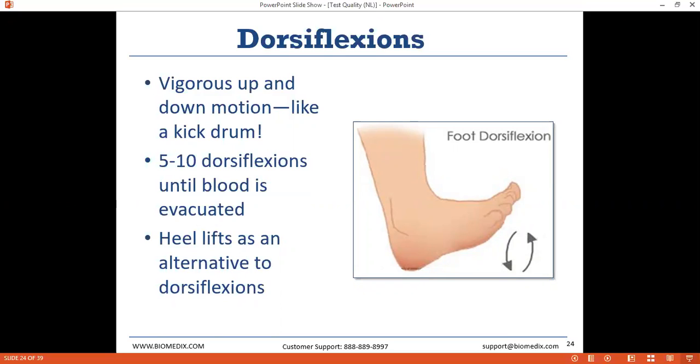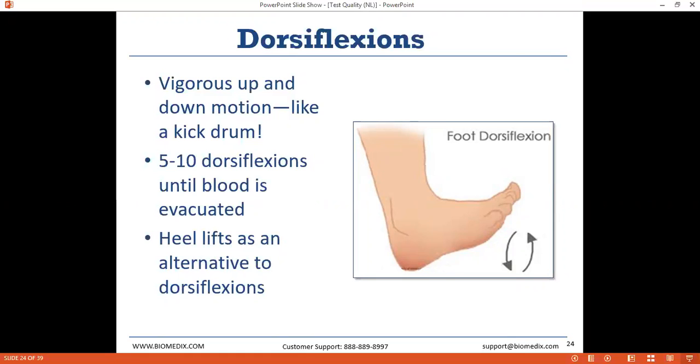When you're going to start the test, the cuff will inflate. The system will prompt you to have the patient begin the dorsiflexions. It'll flash in bright yellow. When that happens, you have the patient leave their heel on the floor, lift their toes in the air, and force their toes back down like they're operating a kick drum. That's one dorsiflexion. You'll need to perform 5 to 10 until the leg is properly evacuated.